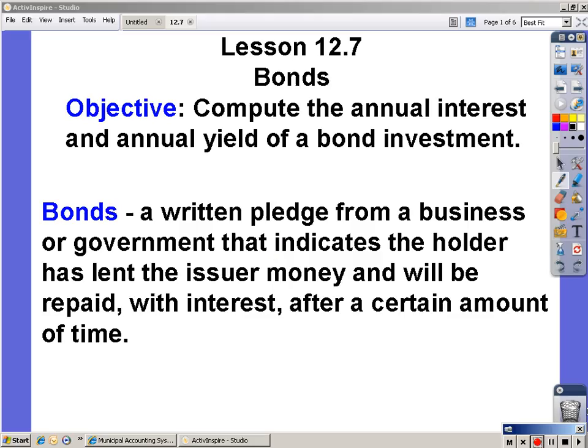Okay, lesson 12.7, bonds. Your objective is to compute the annual interest and annual yield of a bond investment. Bonds are a written pledge from a business or government that indicates the holder has lent the issuer money and will be repaid with interest after a certain amount of time. Okay? Press pause to finish writing this down and play to resume.